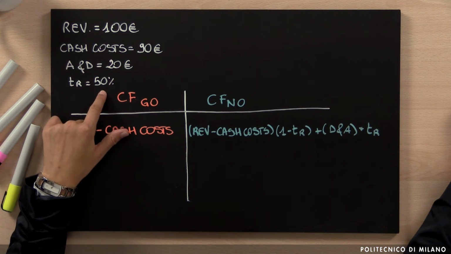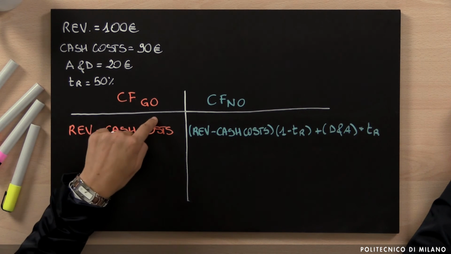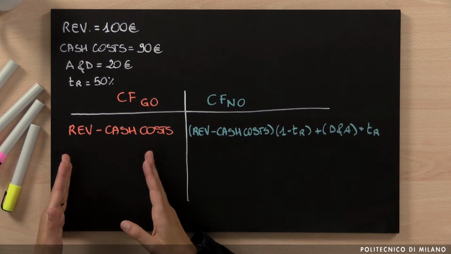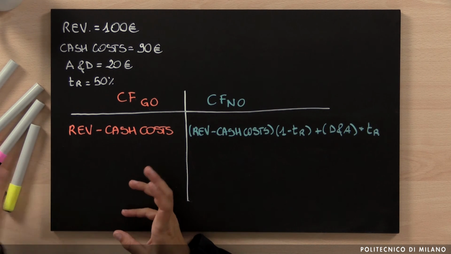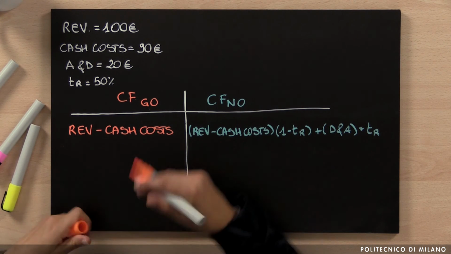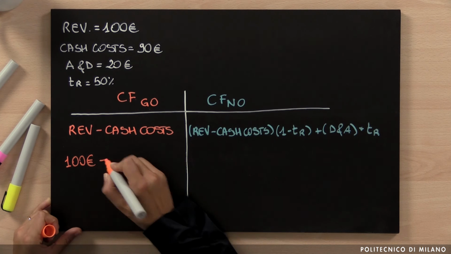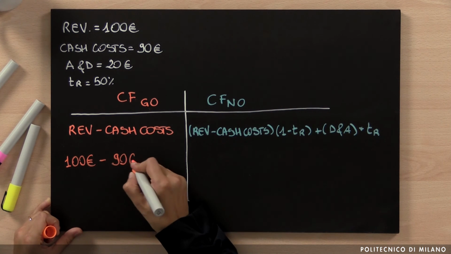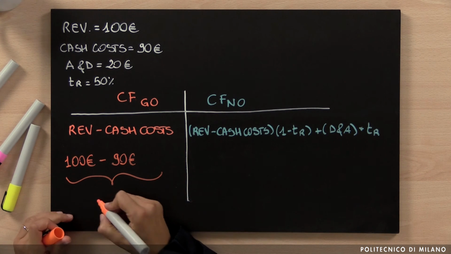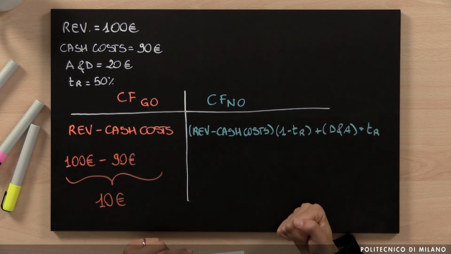rate is 50%. We want to calculate the cash flow without considering taxation, which means the cash flow gross operating, and the cash flow including the taxes, which is the cash flow net operating. What happens when we use the simplest approach without taxation? We just need to account for the difference between revenues and cash cost. The revenue is 100 euros minus cash cost 90, so the operating cash flow that we are able to generate because of our investment will be 10 euros. Stop.